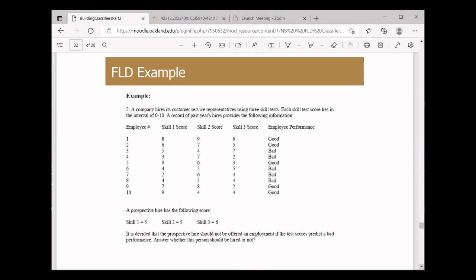And now you get a new candidate and you run the candidate through the tests. And the candidate scores 5, 5, and 6 on these 3 tests. So the question is, based on all that information that you have, should we hire this person or should we not hire this person? You can answer this problem by using Fisher's linear discriminant function. Of course, you can answer it by some other methods also. But what we'll do is we'll try to answer this using Fisher's linear discriminant function.